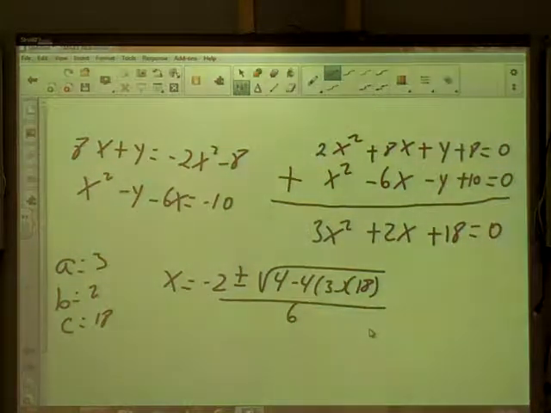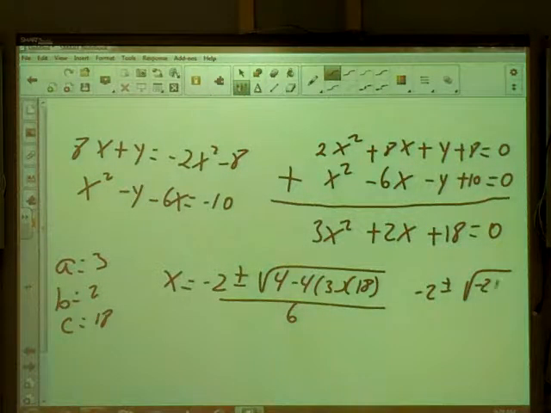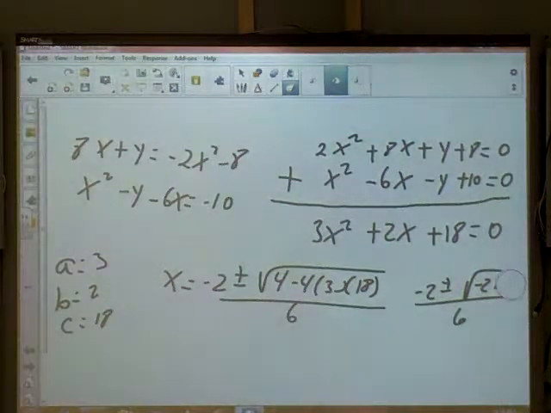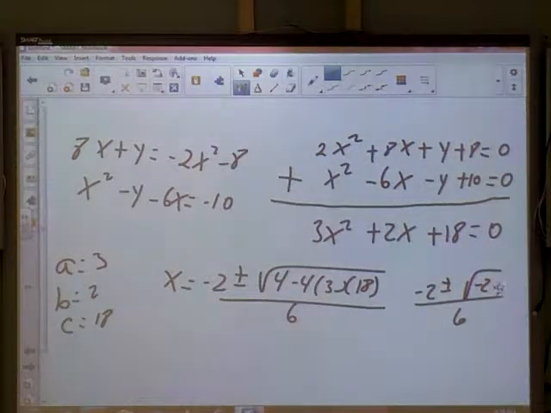I don't remember what I got underneath there. I erased it. Anybody got what 4 minus 4 times 3 times 18 is? Negative 216. All right. I stopped when I got there. It's okay. You could break 216 down. But what I noticed is that since it's got a negative underneath there, it's going to have imaginary answers. Wait, that'd be negative 212 because I didn't subtract 4 from it. My bad. Hold on. Still going to be negative underneath there. Negative 212.